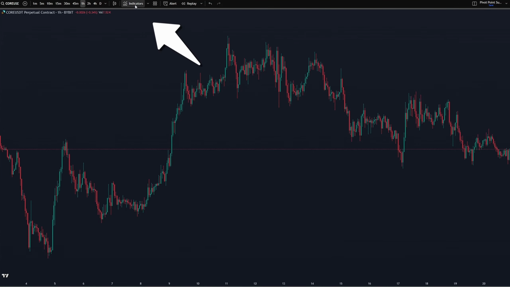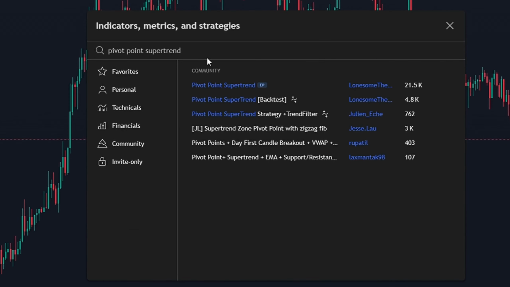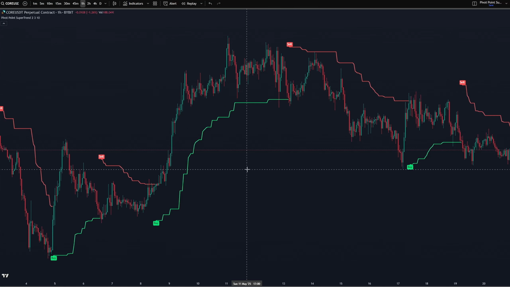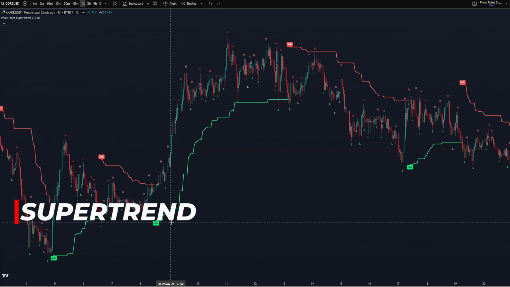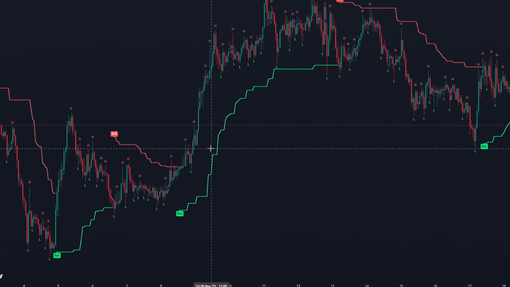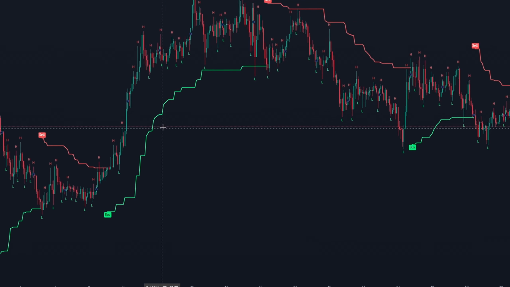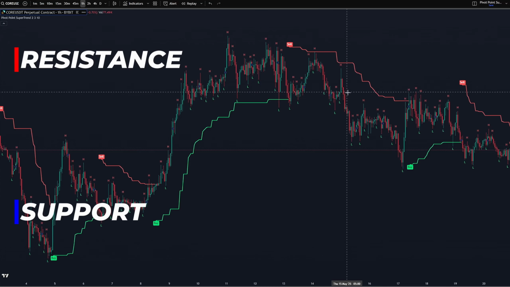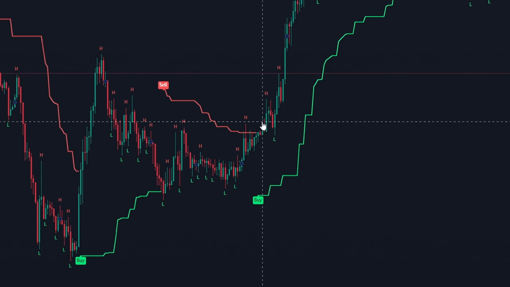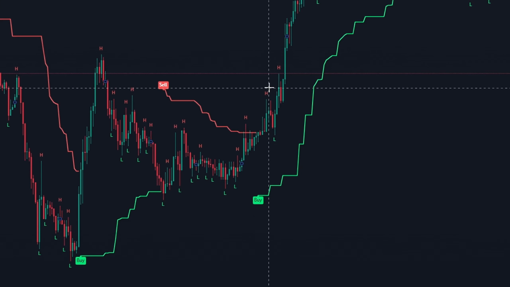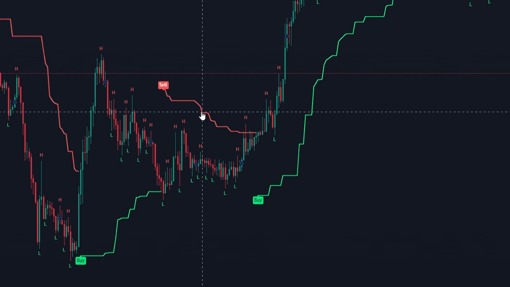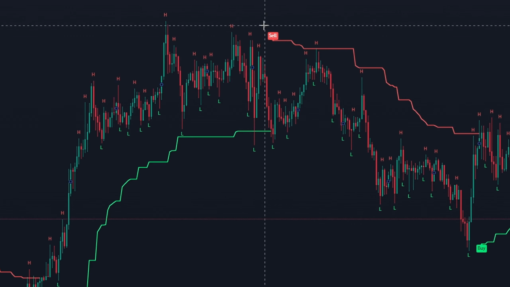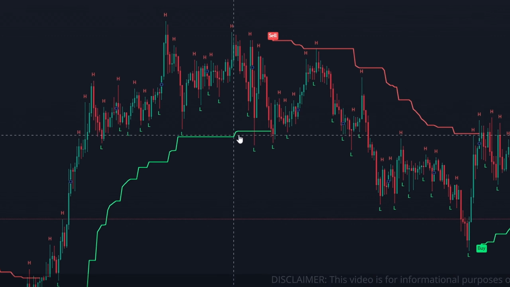Open the indicator section and type Pivot Point Supertrend and select the first one by LonesomeTheBlue. The Pivot Point Supertrend combines two powerful concepts: traditional pivot points and the classic Supertrend indicator. It plots a dynamic line on the chart, green in uptrends, red in downtrends, acting as trailing support or resistance. Whenever the price crosses and closes beyond this line, the trend flips and the new directional bias is confirmed. Here the price crosses over the red line and the buy signal is generated, while a sell signal is generated whenever the price crosses under the green line.